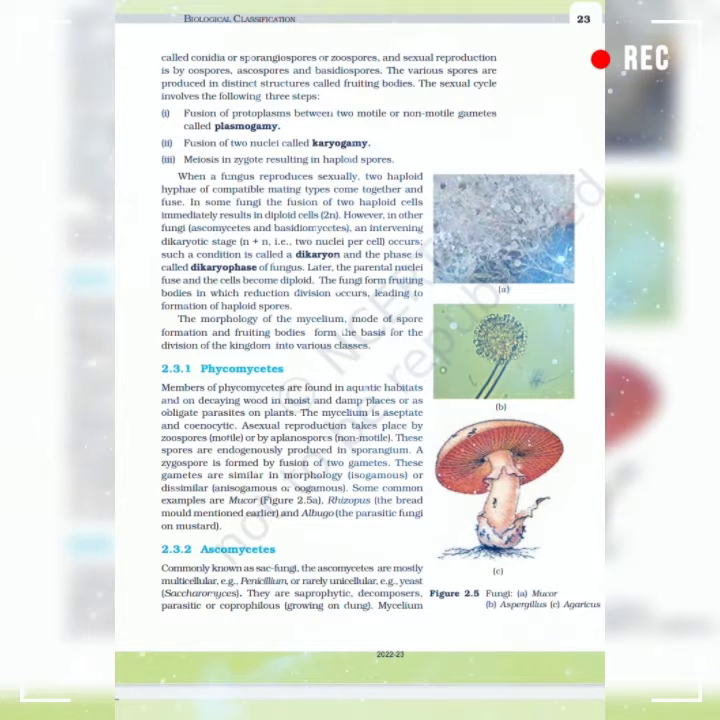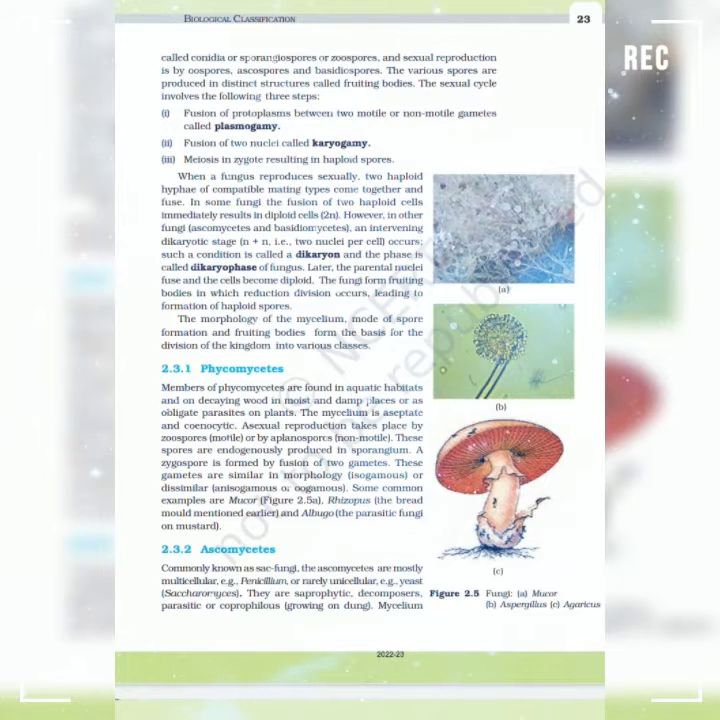When a fungus reproduces sexually, two haploid hyphae of compatible mating type come together and fuse. In some fungi, the fusion of two haploid cells immediately results in diploid cell, 2n. However, in other fungi, Ascomycetes and Basidiomycetes, an intervening dikaryotic stage, n plus n, that is two nuclei per cell, occurs. Such a condition is called a dikaryon and the phase is called dikaryophase of fungus. Later, the parental nuclei fuse and the cells become diploid.